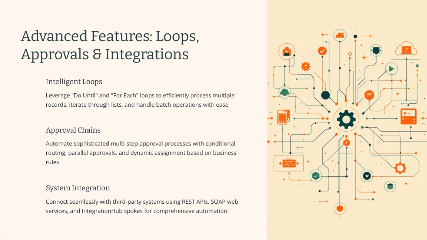Moving on, system integration is key to automating complex processes. We can design multi-step approval workflows that include conditional routing, where approvals follow different paths based on specific criteria, parallel approvals that happen simultaneously, and dynamic assignment based on business rules. This flexibility allows us to tailor processes to fit real-world scenarios precisely.